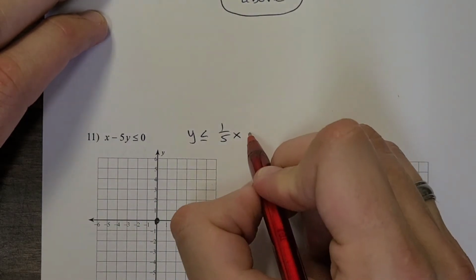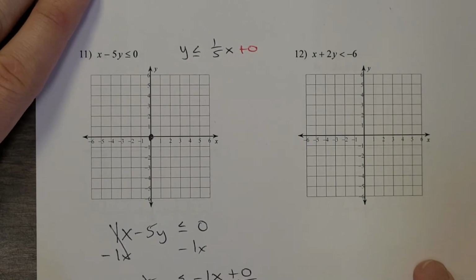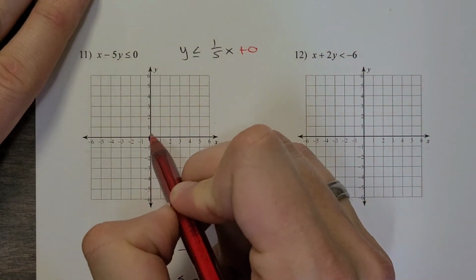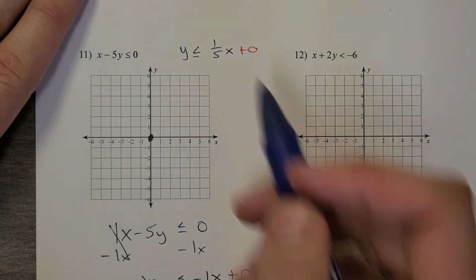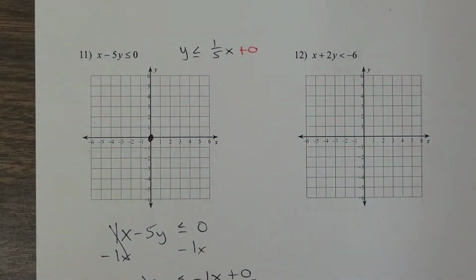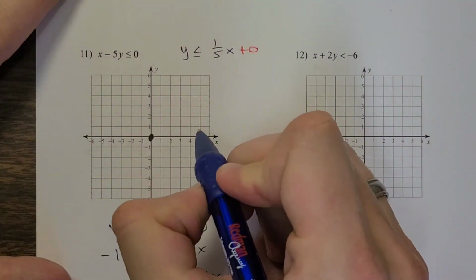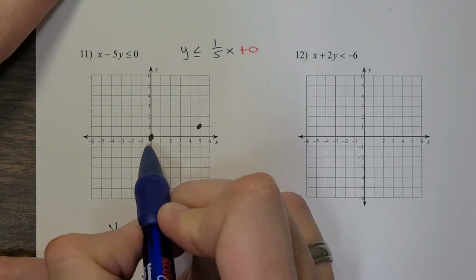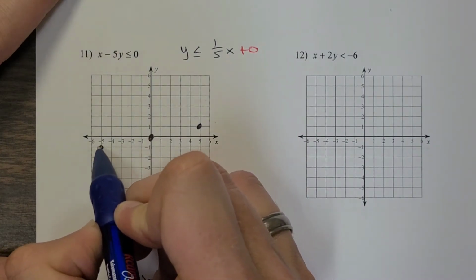And again, sometimes people like to put plus 0. So 0 means I start in the middle. Okay. 1/5. That means I go up 1, right 5. Or down 1, left 5.